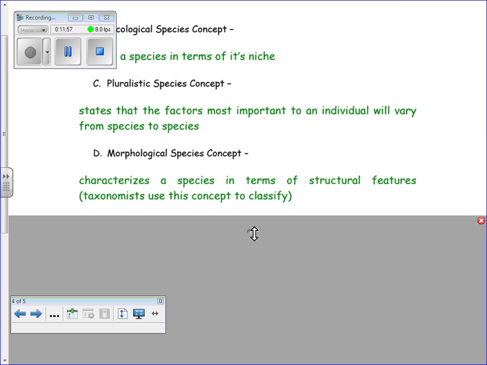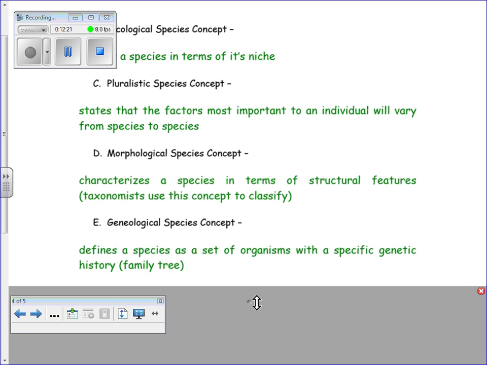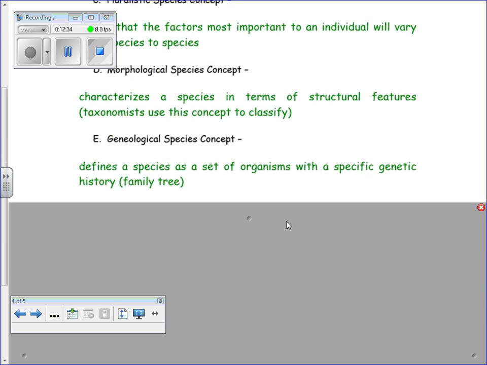The morphological species concept is going to characterize a species based on the structural features that it has. So think of, anatomically and physiologically, its structural makeup is what would determine it being a certain species in that concept. And then the last one is the genealogical species concept, and this defines a species as a set of organisms with a specific genetic history, a specific family tree of DNA.